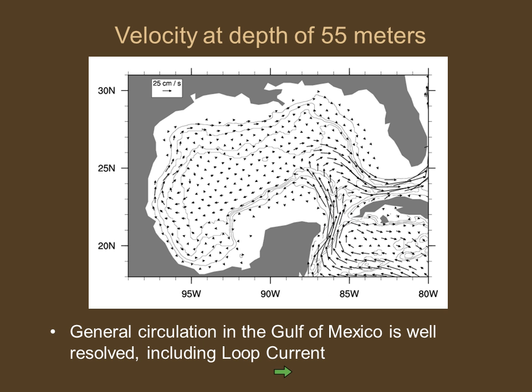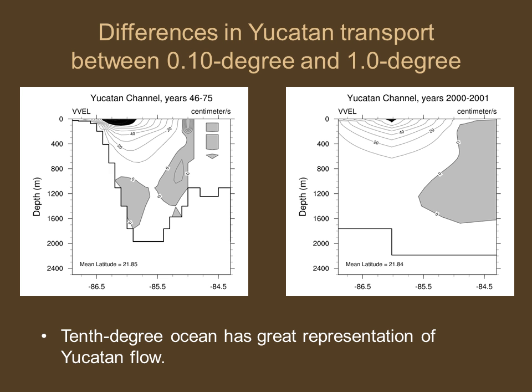And if we look at how this is resolved in the 10th degree ocean versus the 1 degree ocean, you can see that the 10th degree has a really nice bathymetry. And when I look at previous maps of this flow, this simulation captures very well that Yucatan flow, and the gray areas indicate flow that comes from the north. So on the other plot, we have the 1 degree Yucatan channel circulation. In this case, I'm only doing it for 2 years, but you can see the big difference in the bathymetry and also the general flow.